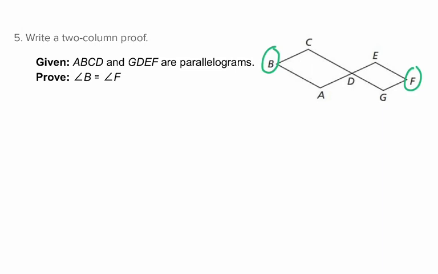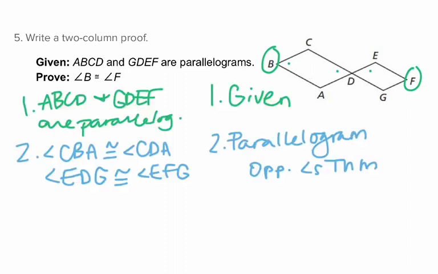So hopefully you're thinking, well, because it's a parallelogram, the opposite angles are congruent, so B would have to be congruent to D. Well, these are vertical angles, so those would be congruent, and D and F are congruent because it's a parallelogram, so opposite angles, right? Well, if they're all equal, then B and F are equal. But how to write that out in steps?